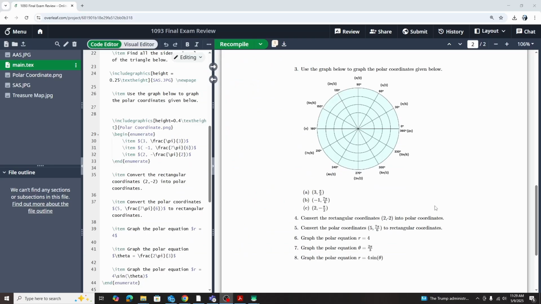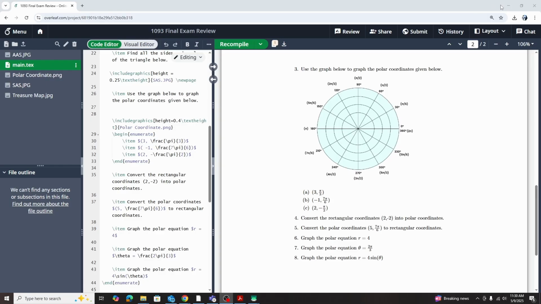Problem number 3. So use this graph below to help us graph the polar coordinates. So this would give you an idea where 30 degrees pi over 6, 60 degrees pi over 4, all of these kind of things, where these would go. There should be a 45 here. So on the exam, you might see something that tells you degrees. You might see something that tells you radians. Probably not both, so you probably want to be able to convert from one to the other. Here, everything is in radians.